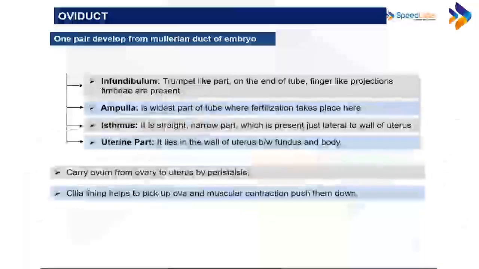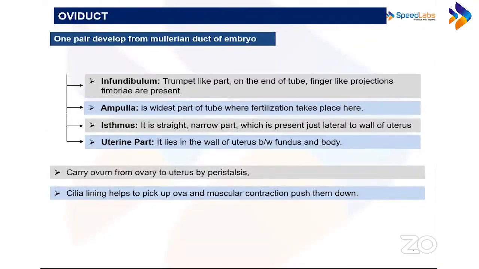Oviduct is around, there are two oviducts in human beings. They are 10 centimeters in length, extending laterally from the uterus. They are the site of fertilization. They are the site of cleavage reactions, the initial reactions that take place after the zygote is formed. So the oviduct is the site of fertilization.